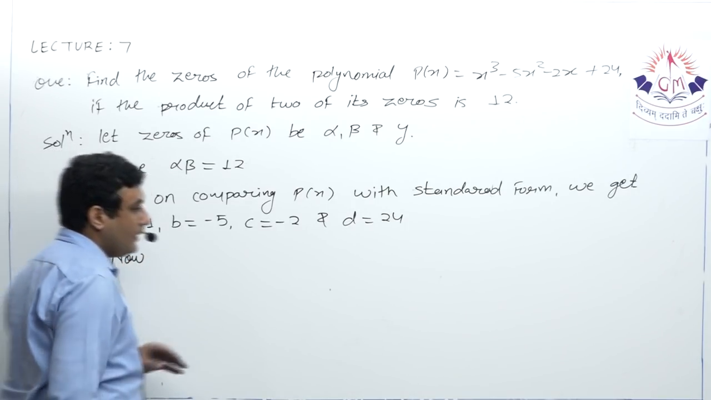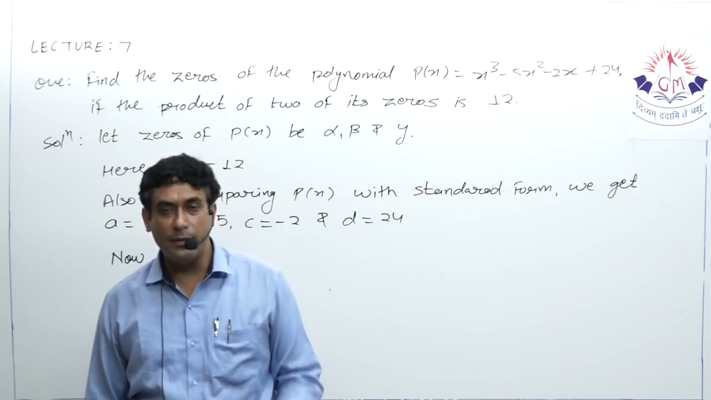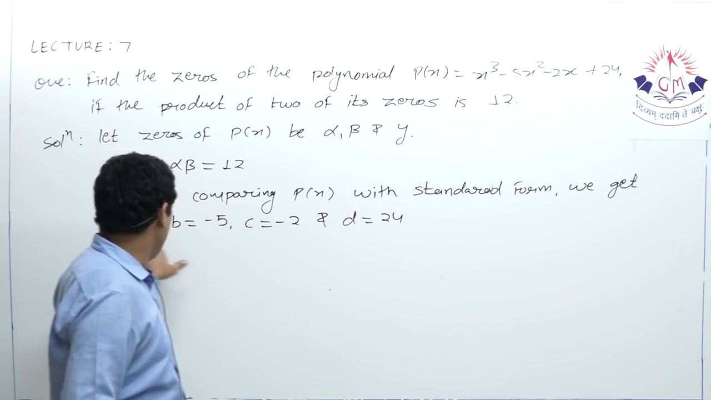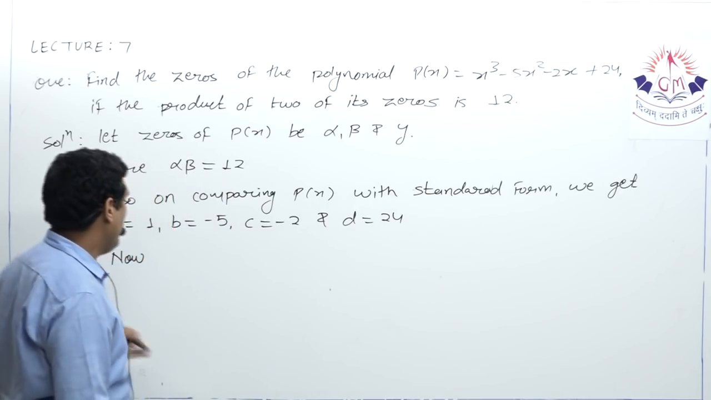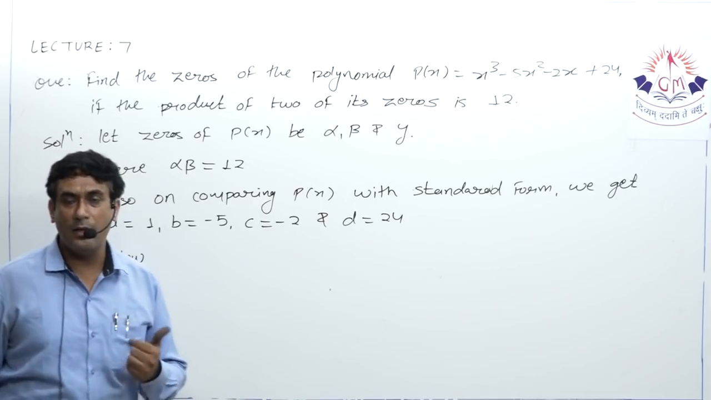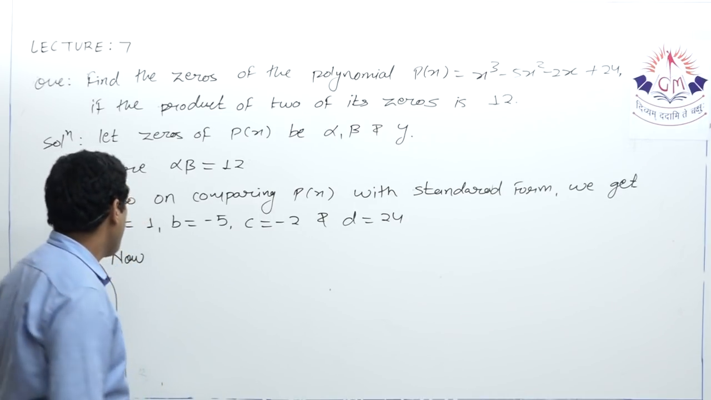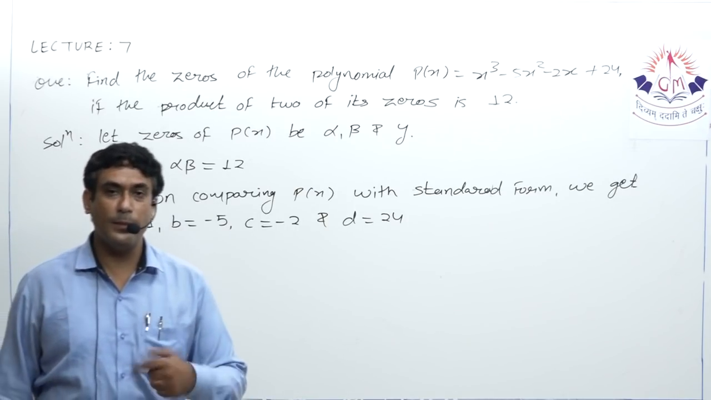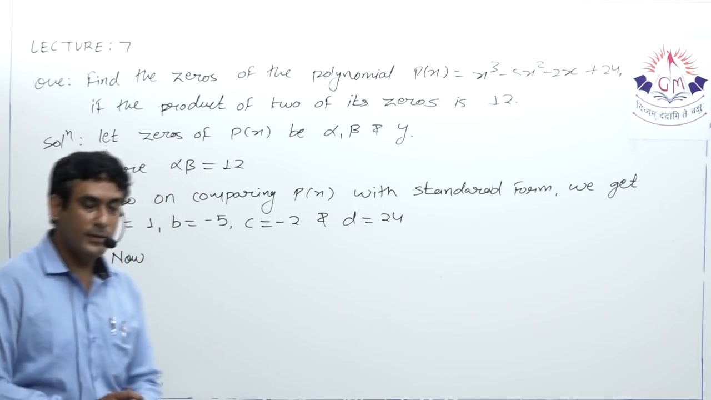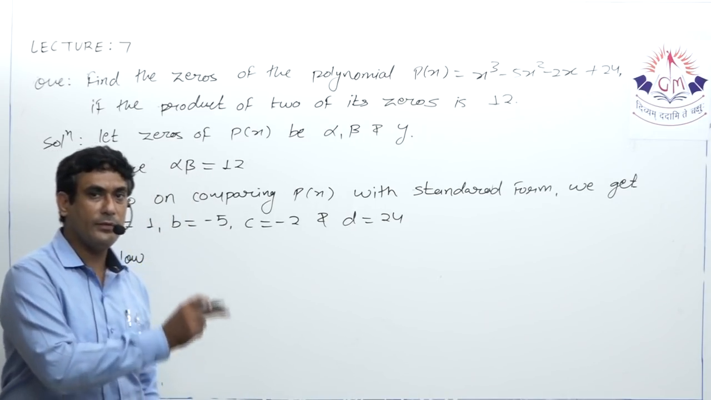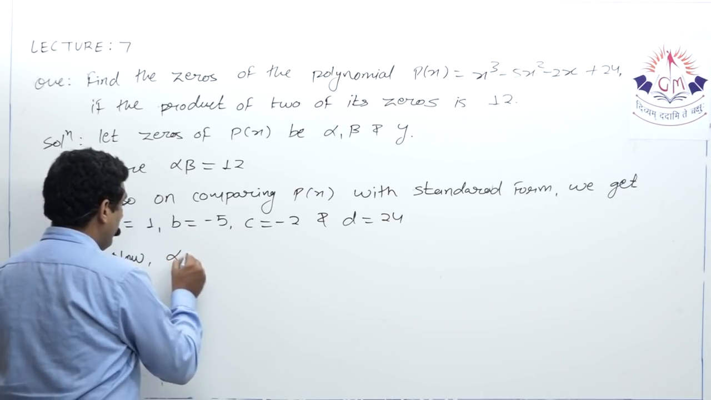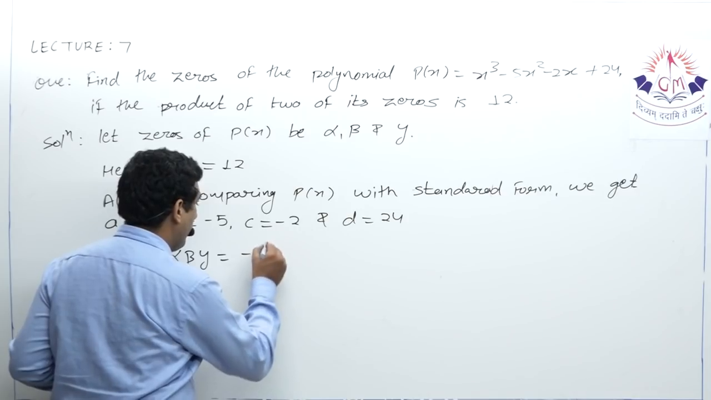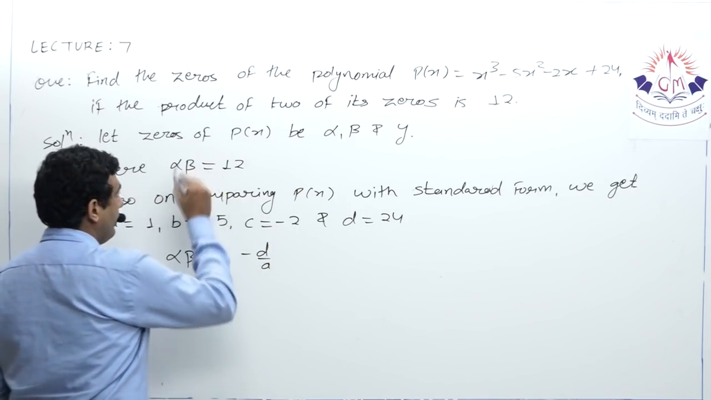Now we know there are some relationships between the zeros and its coefficients. Zeros we consider alpha, beta, gamma. Coefficients we have a, b, c, d, whose values we have. So the very first relation is alpha plus beta plus gamma. Okay, there is another relation, that is alpha beta plus beta gamma plus gamma alpha, and the third relation is alpha beta gamma. So we'll start with the third one. Now alpha beta gamma is equal to what? Minus d upon a.